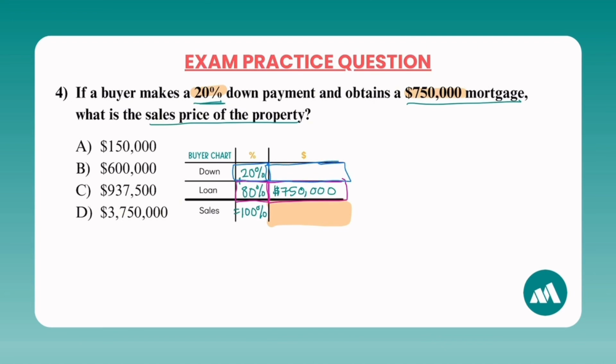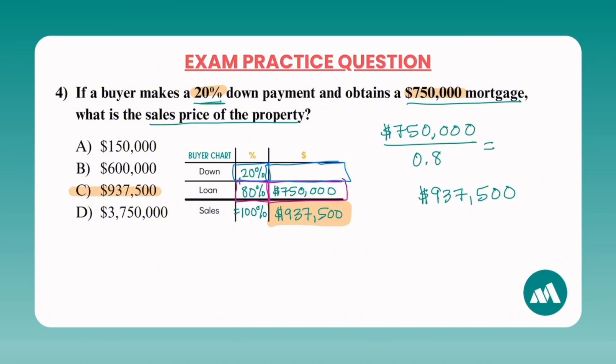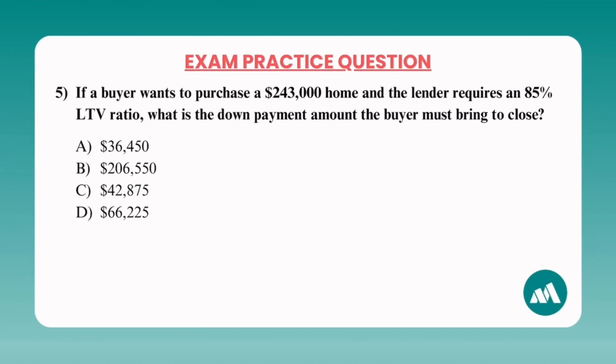So in this question, we now know that we have to divide in order to find the sales price. So we're going to take $750,000 and divide it by 0.8. And that's going to equal $937,500. So that is my sales price. So the answer here is C.